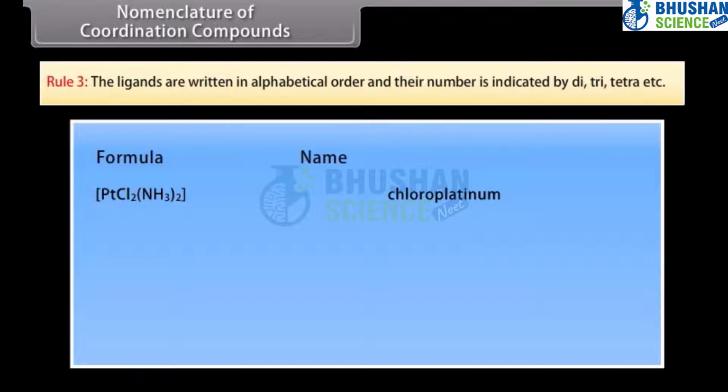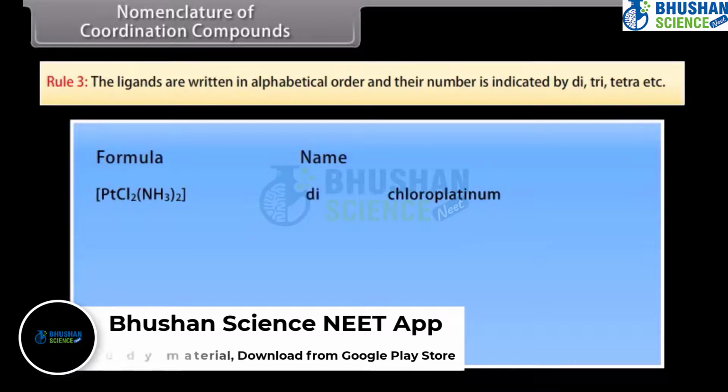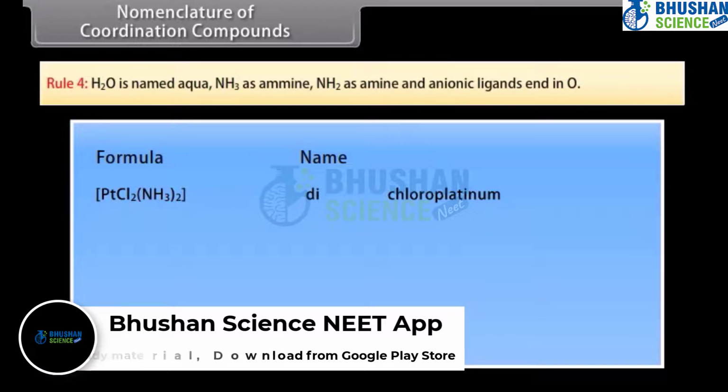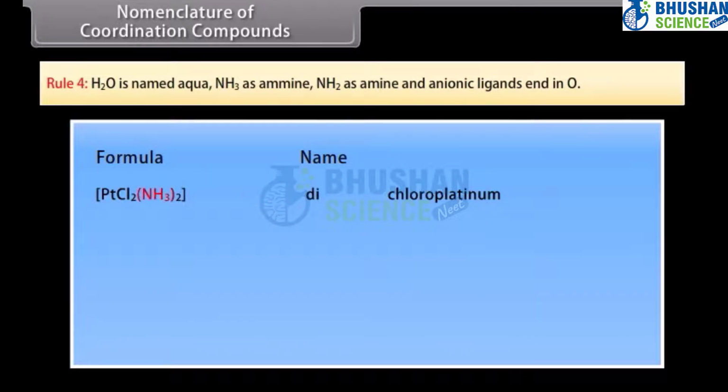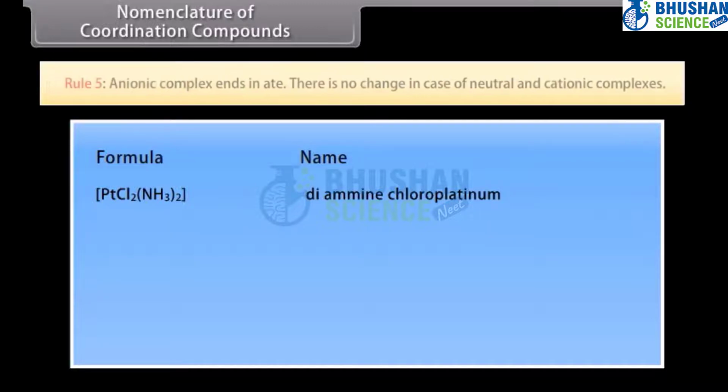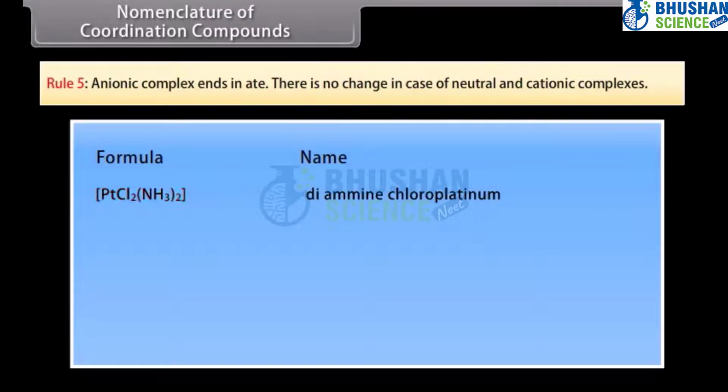Rule 3. The ligands are written in alphabetical order and their number is indicated by di, tri, tetra, etc. Rule 4. H2O is named aqua, NH3 as ammine, NH2 as amido, and anionic ligands end in O. Rule 5. Anionic complex ends in ate. There is no change in case of neutral and cationic complexes. Rule 6. The oxidation state of the central metal is indicated by Roman numeral in brackets.